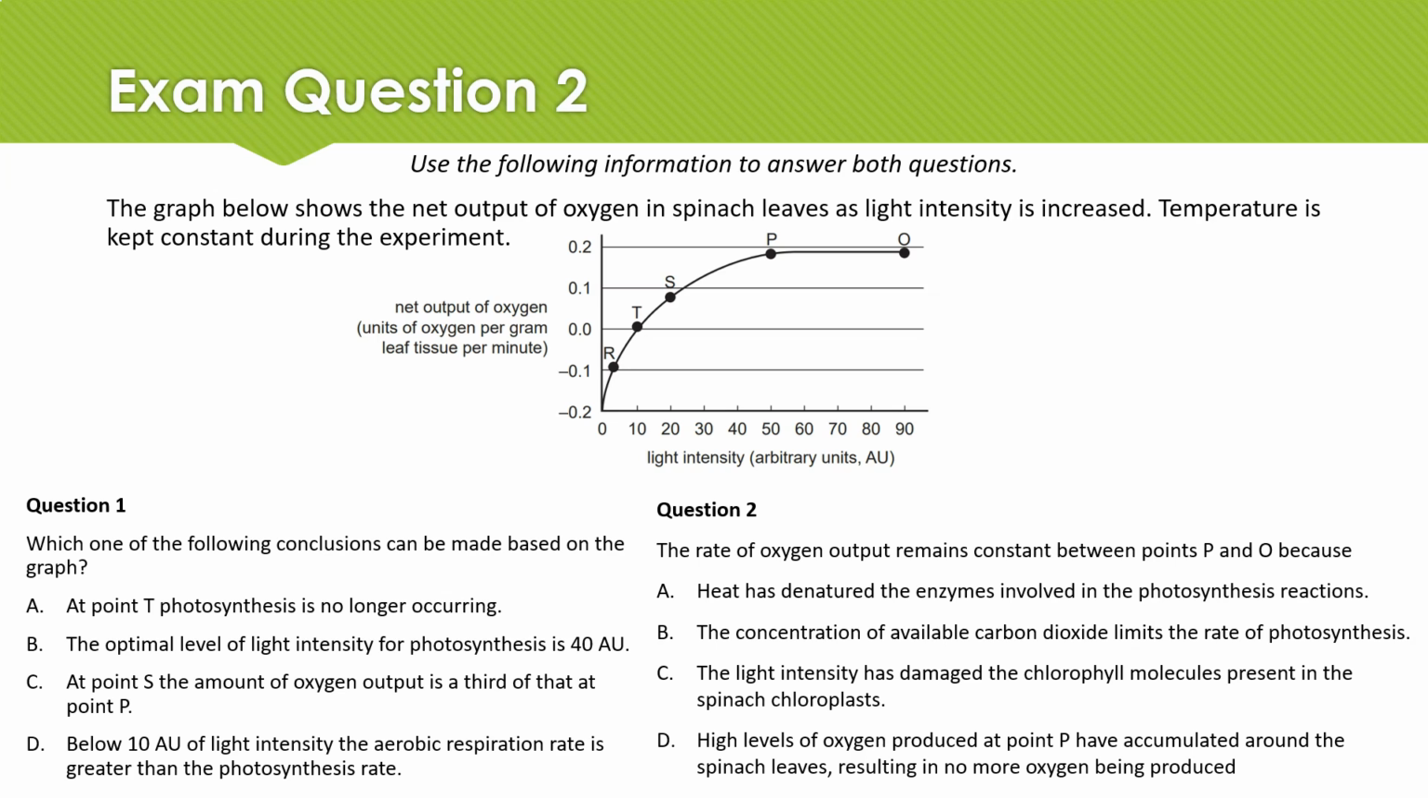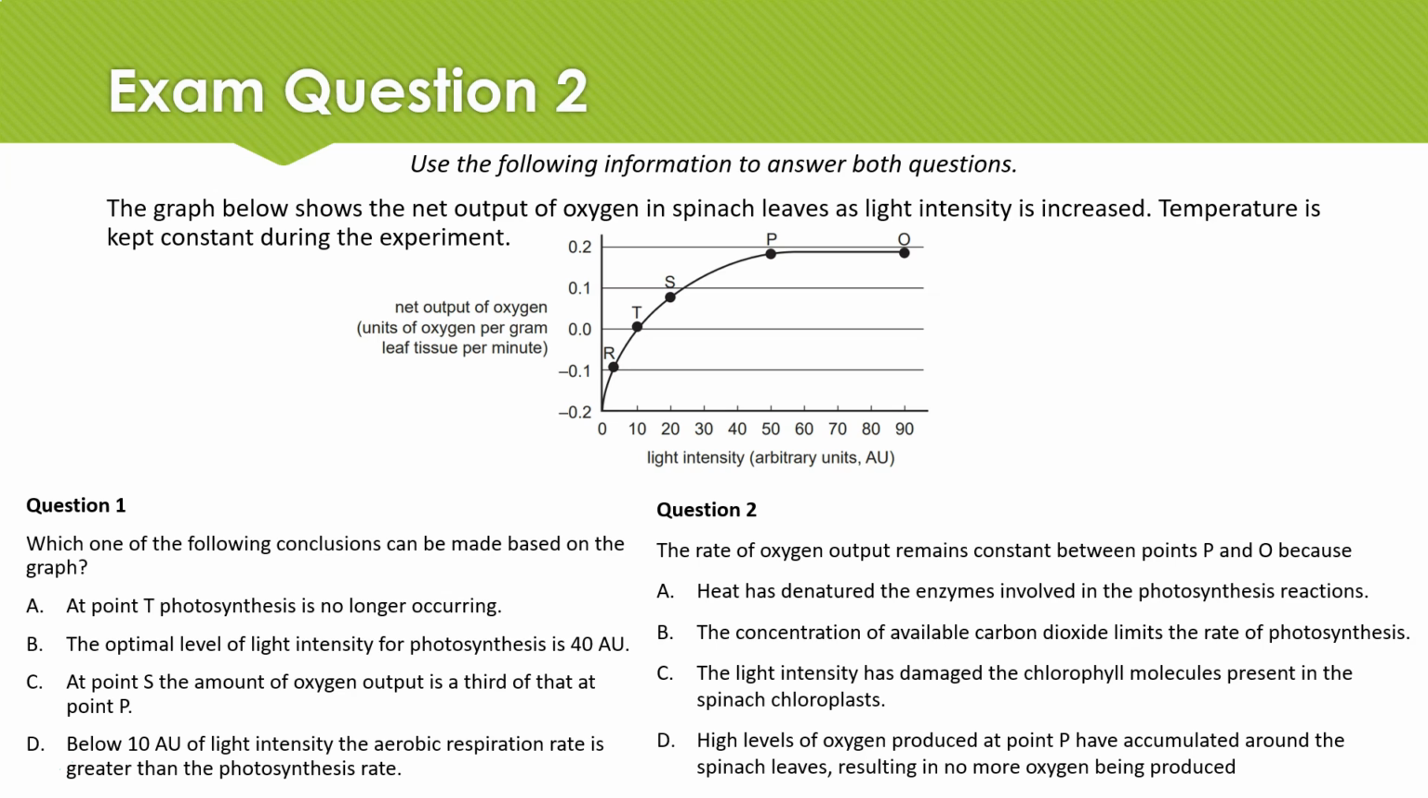A. At point T, photosynthesis is no longer occurring. B. The optimal level of light intensity for photosynthesis is 40 AU. C. At point S, the amount of oxygen output is 1/3 of that at point P. Or D. Below 10 AU of light intensity, the aerobic respiration rate is greater than the photosynthetic rate. So that's the first question.